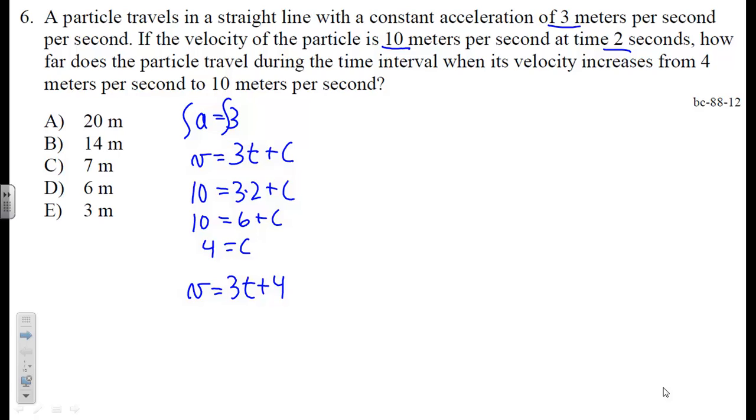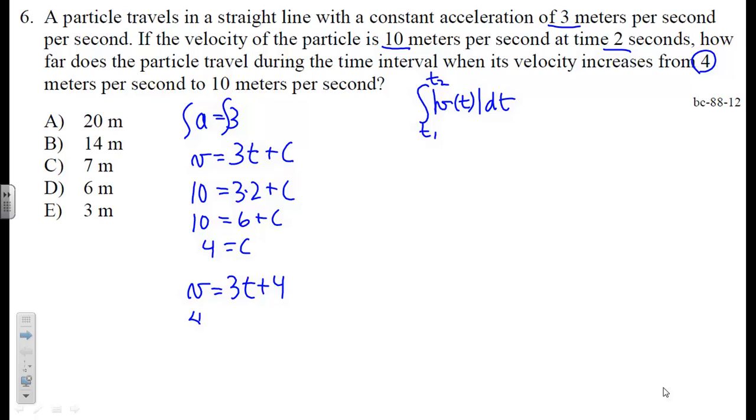Now, the question that they ask us is how far does the particle travel during the time interval when its velocity increases from 4 meters to 10 meters? Well, I know that we get this general form: I can find the distance traveled by taking the speed, which is the absolute value of velocity, and integrating from a time 1 to a time 2. But we're going to have to know what time we are at 4 meters per second. So let's go ahead and find that out.